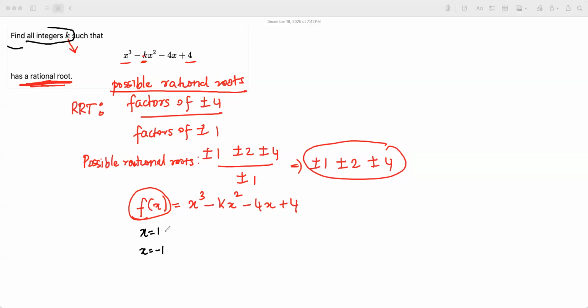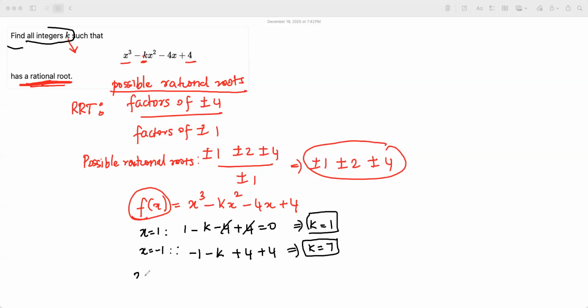All integer values of k means, first let me put x equal to 1. So what happens? 1 minus k minus 4 plus 4 will be equal to 0. That gives me k equal to 1. Any questions there? Now I'll substitute x equal to minus 1. Minus 1 minus k plus 4 plus 4. What happens there? 8 minus 1 is 7, k equal to 7 I am getting.